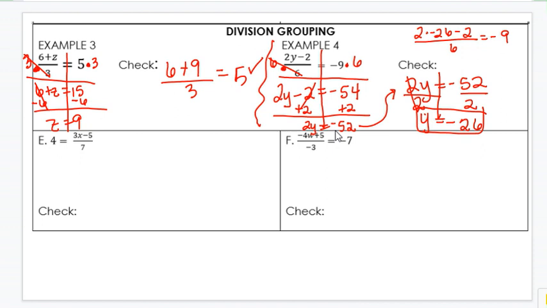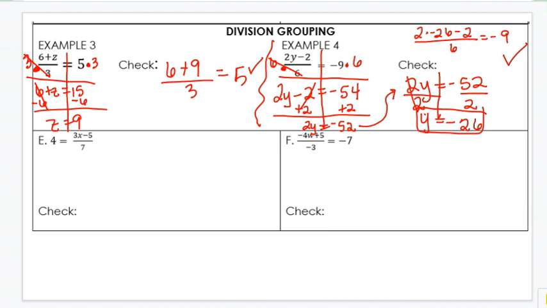If you hit that button, then the top will blink, and on the top you would just put 2 times negative 26 minus 2, and then arrow down using the blue arrow on the top right, and on the bottom hit 6, and then hit the enter symbol, and it gives you negative 9, so it does check out. So try that in your calculator.